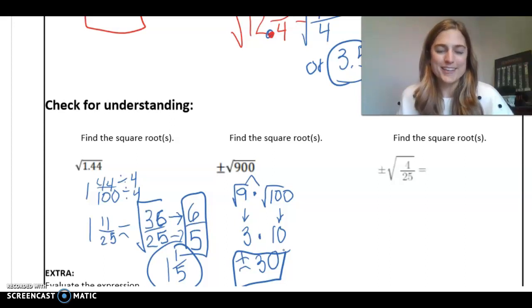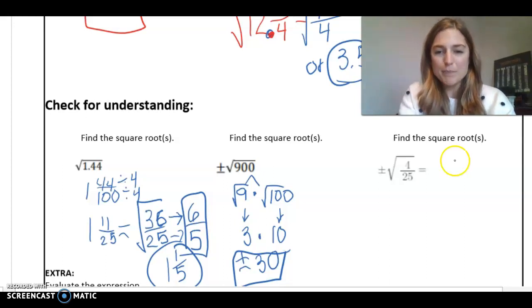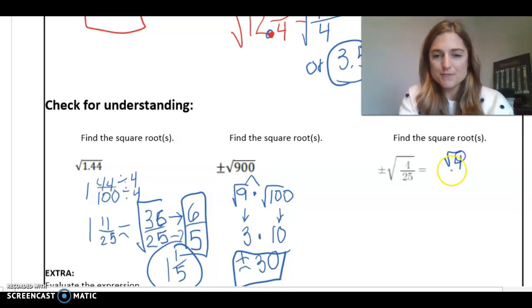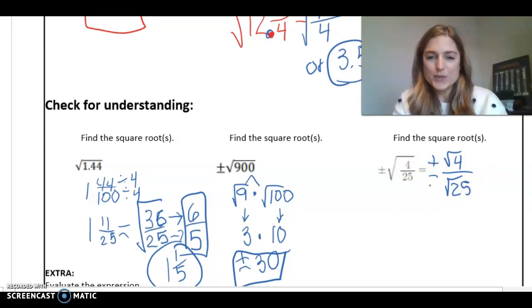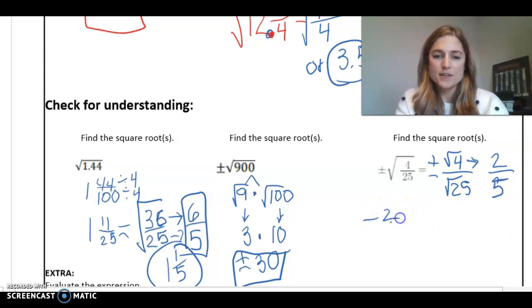All right, last but not least, this is one where you can break it apart. So find the top where it's the square root of 4 all over square root of 25. And remember, you're going to have 2 answers for this one. Perfect square of 4 is 2. Perfect square of 25 is 5. So your answer would be negative 2/5 and positive 2/5.